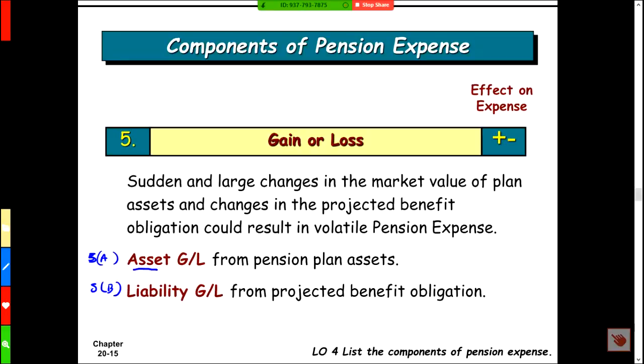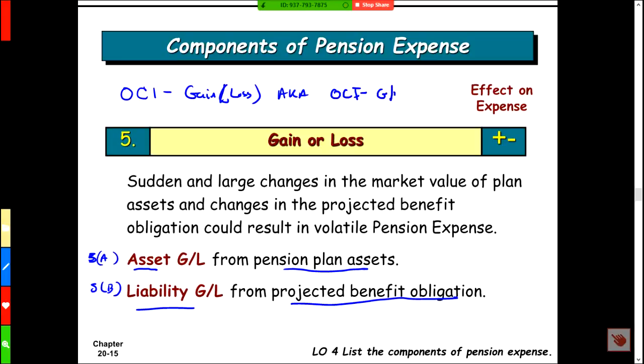The asset gain or loss refers to gains or losses related to the pension plan assets. The liability gain or loss refers to gains or losses related to the projected benefit obligation. All right, so we can have 2 types of gains and losses. All of these go to other comprehensive income, gain, loss, which you'll also see as OCI GL. All right.